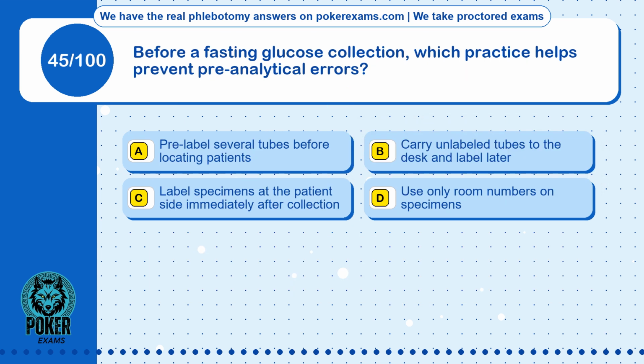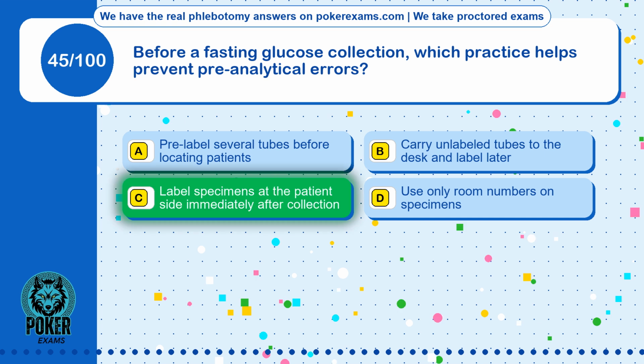Question 45. Before a fasting glucose collection, which practice helps prevent pre-analytical errors? Option A, pre-label several tubes before locating patients. Option B, carry unlabeled tubes to the desk and label later. Option C, label specimens at the patient side immediately after collection. Option D, use only room numbers on specimens.